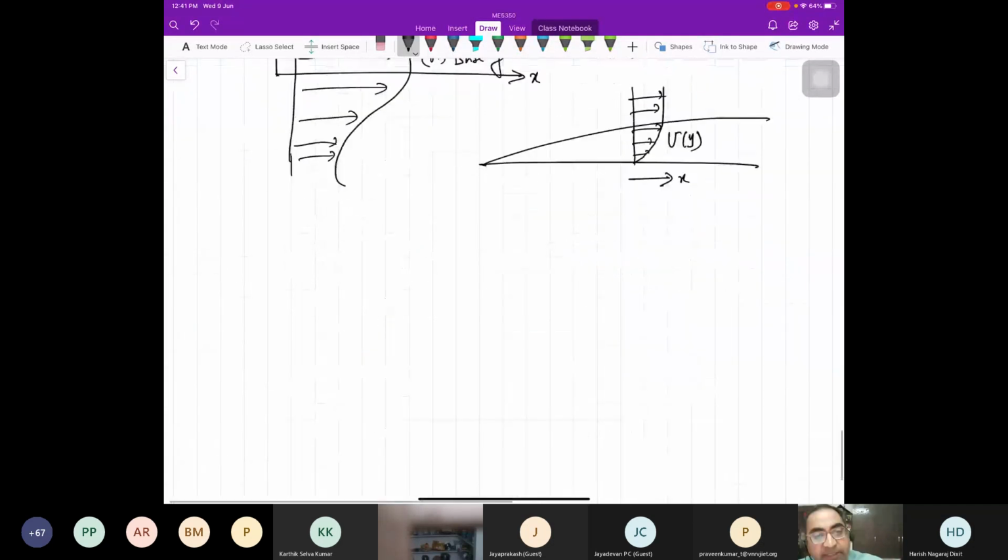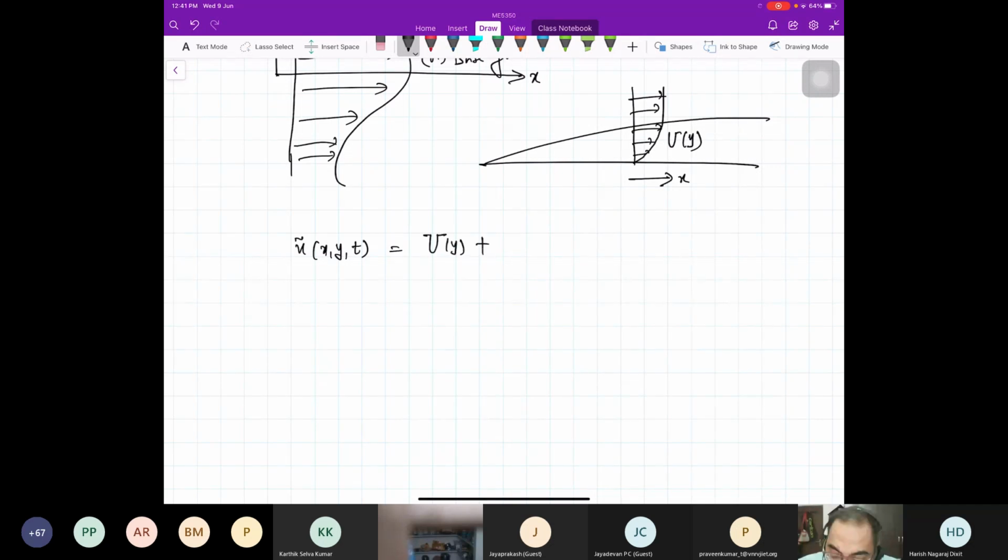So now it's a PDE, remember, a nonlinear PDE. Let's simplify it. We'll say I have u tilde, which is a function of x, y, and t. I will write it as capital U of y plus some fluctuation, which I will call u hat of x, y, and t.